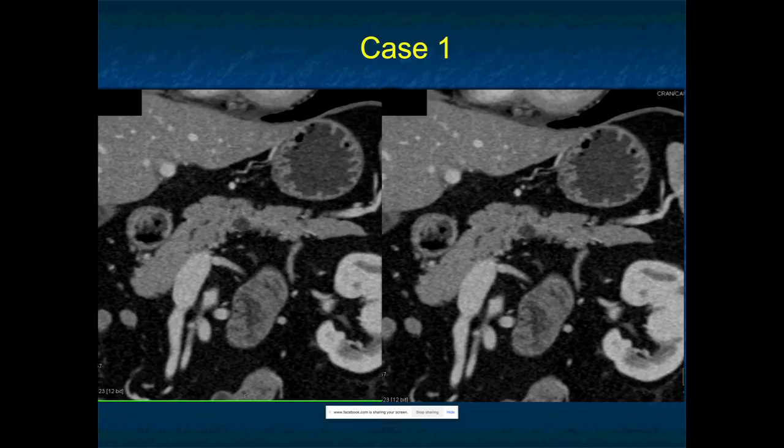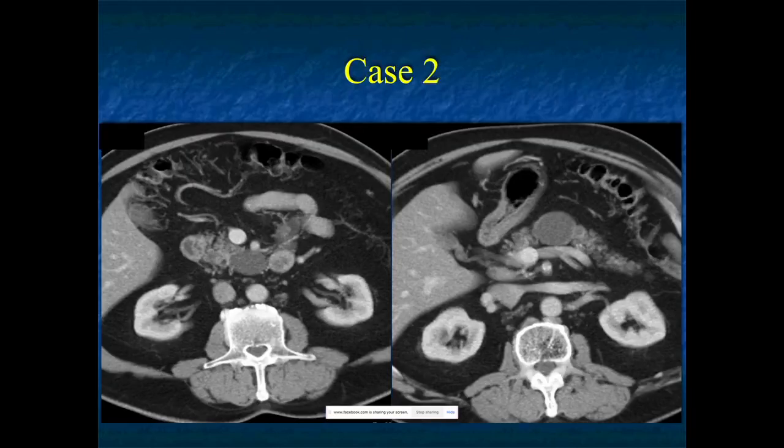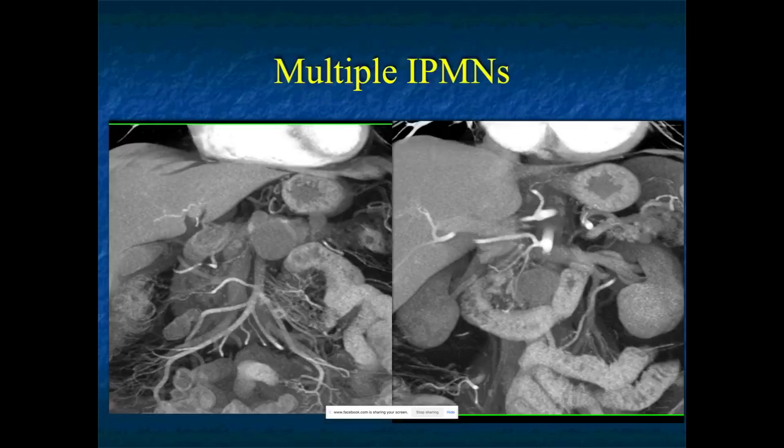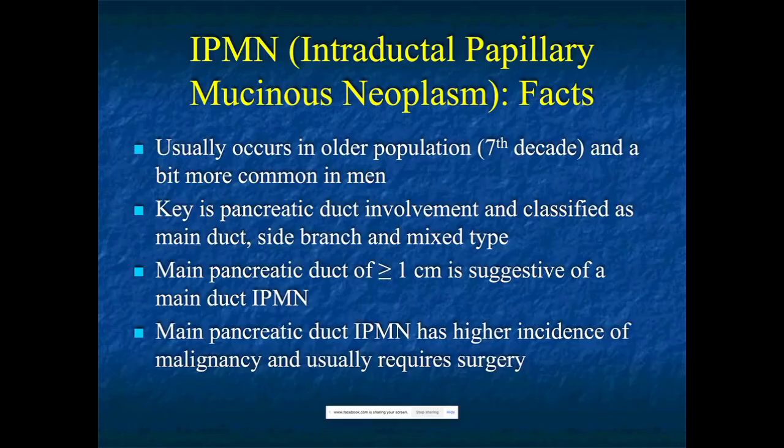I'm going to show you a couple of cases in each series, and then I'll ask you the diagnosis. In this first case, there's a cystic lesion in the body of the pancreas, well defined, about 1 centimeter, right there and there. In the second case, there's a cystic lesion in the uncinate, and 2 cystic lesions in the body. This patient has multiple cystic lesions, and the diagnosis is IPMNs, right? Usually older patients, but not necessarily.